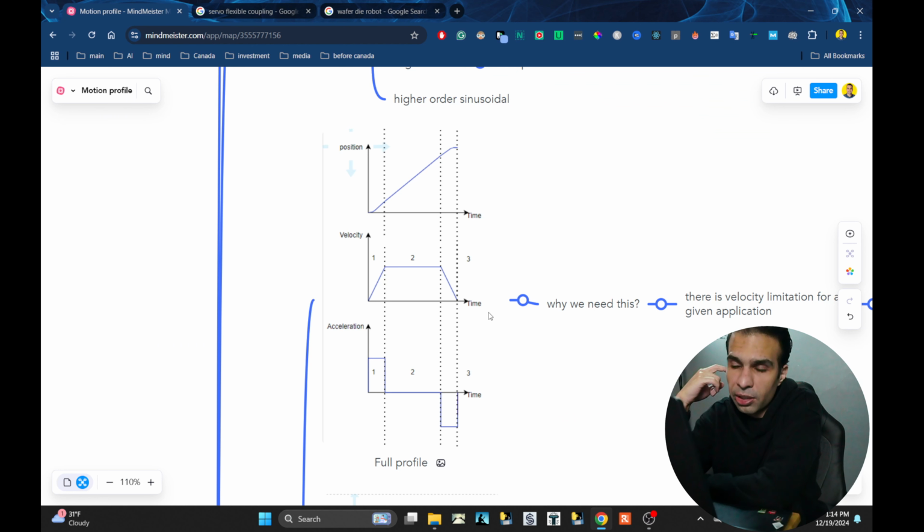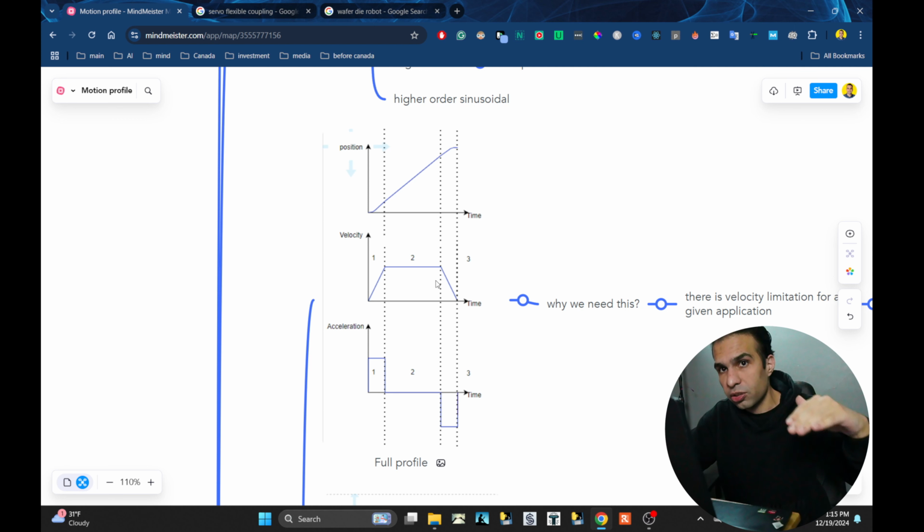The fewer phases it has, the easier it is. For example, the T-curve has 3 phases. What are the 3 phases? The first phase is acceleration, then constant velocity, and after that deceleration. So phase 1, phase 2, phase 3.